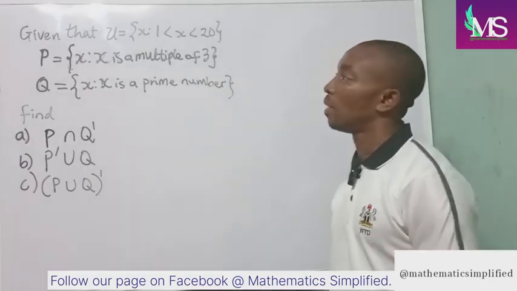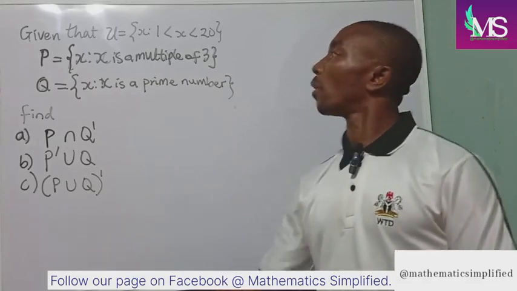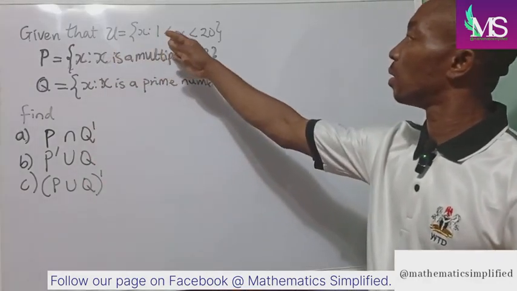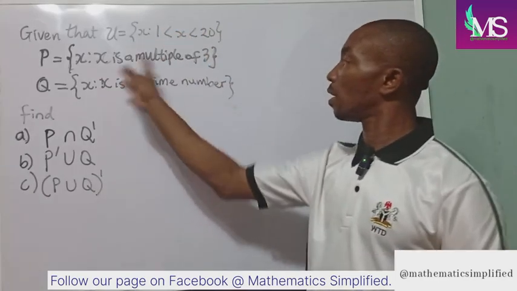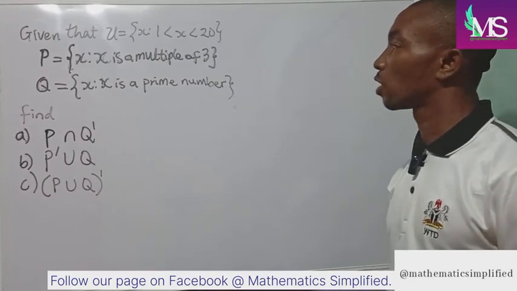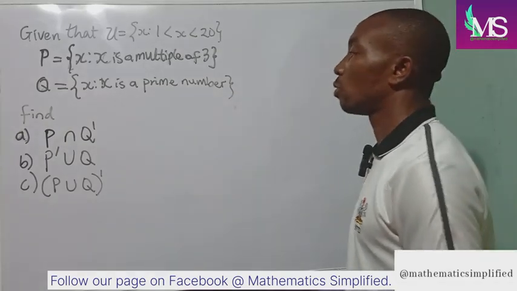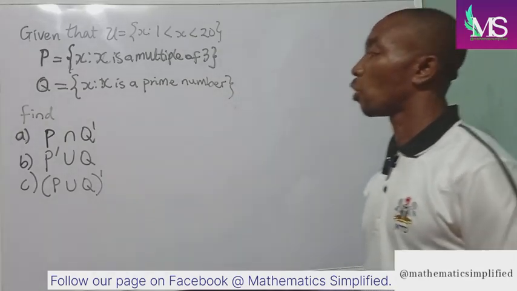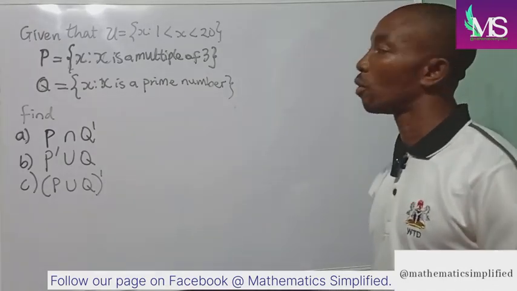Welcome back. Now looking at our question, it says: given that our universal set is the integers between 1 to 20, then P is a multiple of 3 and Q is a prime number. Find P intersection Q prime, P prime union Q, and P union Q prime.